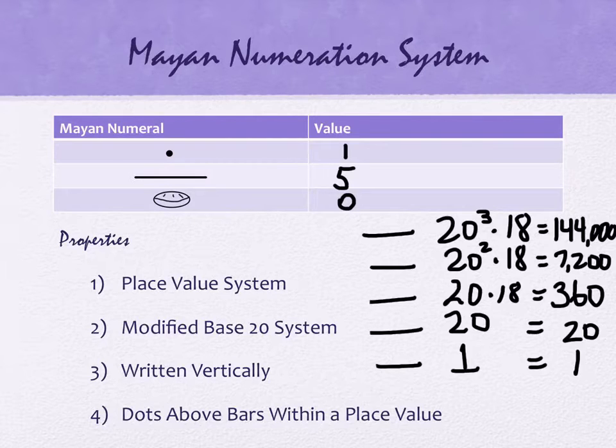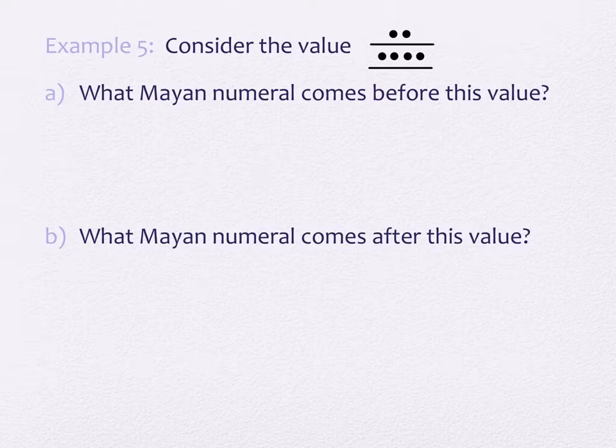All right, so we're going to use this information and create some other numerals based on the same things that we were doing before. Okay, so here's a number. We'll convert this number in a minute. That's not our first question. Our first question is, what numeral comes before this value?